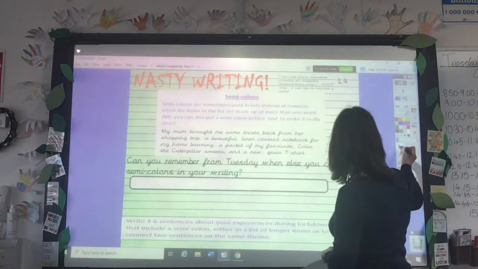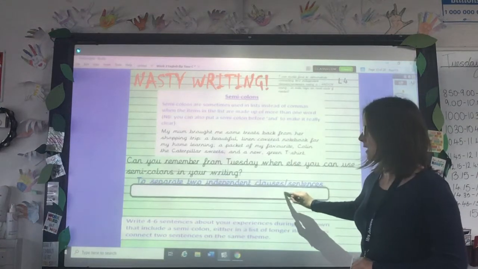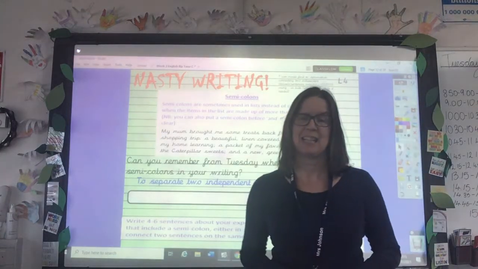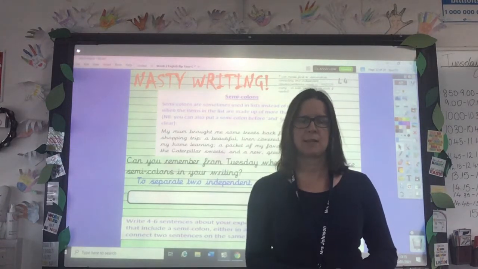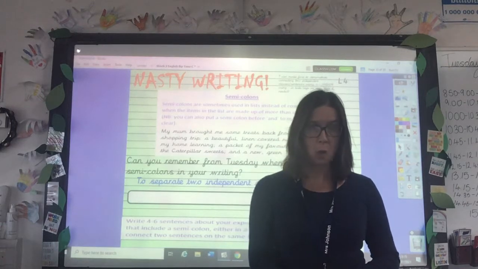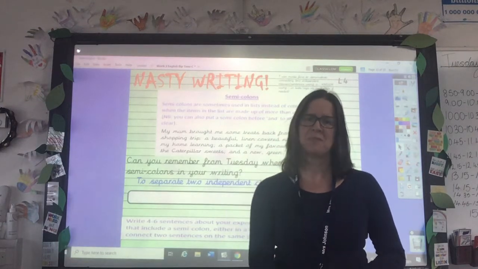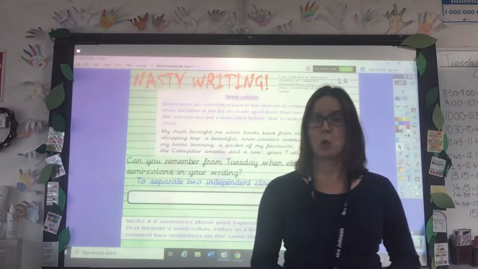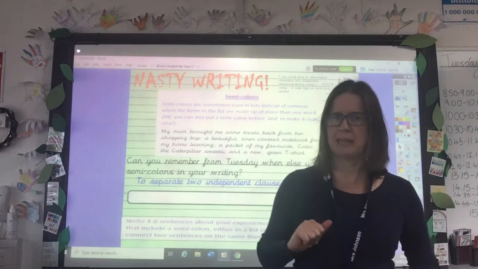Let's have a look at the answer. To separate two independent clauses or sentences. So if you've got two clauses or sentences that make sense on their own, you can separate them with a full stop, you can join them with a conjunction, or you can separate them with a semicolon, as long as they're about the same topic.